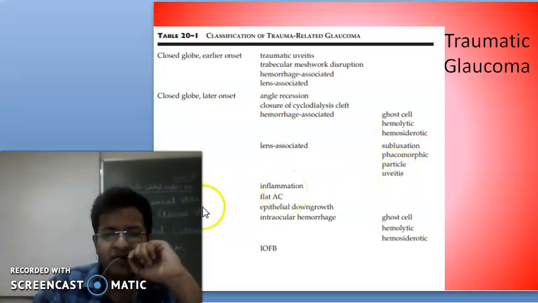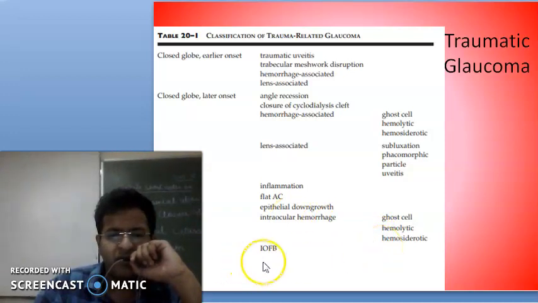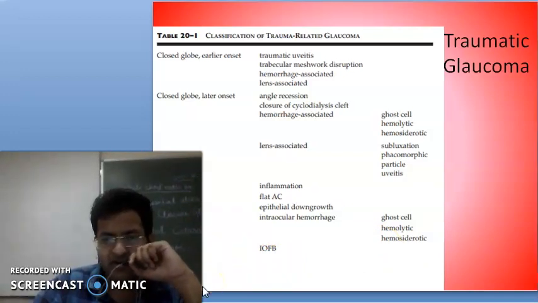The open globe injury can also cause glaucoma because of inflammation, flat anterior chamber, epithelial downgrowth into the anterior chamber, intraocular hemorrhage, which can further lead to ghost cell glaucoma, hemolytic glaucoma, or hemosiderotic glaucoma, or intraocular foreign body. Glaucoma can also be caused because of chemical, thermal, or electrical injuries.